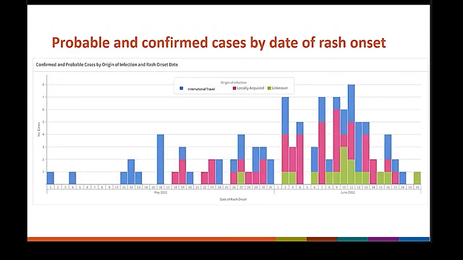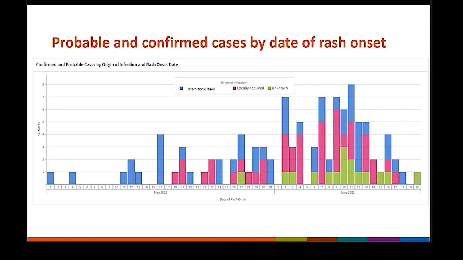So this is an epi curve. It includes all of the case patients for whom we actually have information about the date of rash onset. And we chose rash onset to show in this epi curve because a lot of the case patients involved in this outbreak have not had the typical prodromal symptoms that we associate with monkeypox, or those symptoms seem to have occurred but were very mild and not really recognized. And so it was more reliable for us to use date of rash onset.